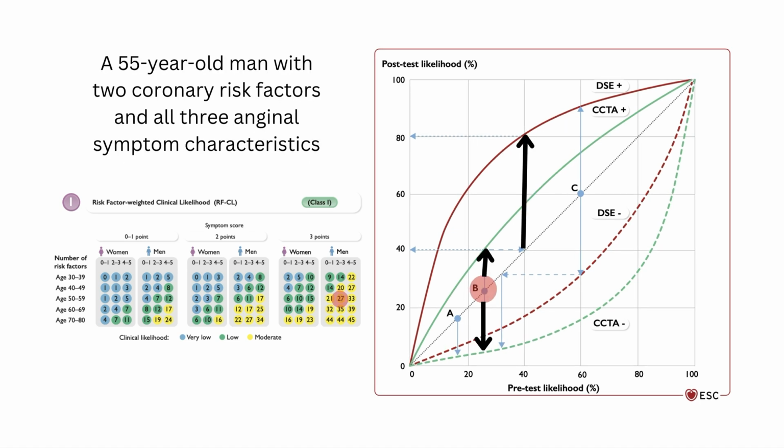Then if we start by a post-test likelihood of 40% and we do a stress echo, if the stress echo is positive, then the post-test likelihood moves from 40% to 80%, and then we can proceed to angiography.